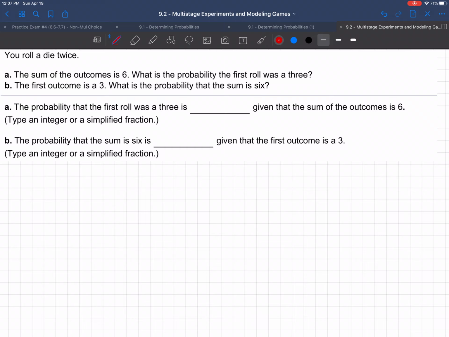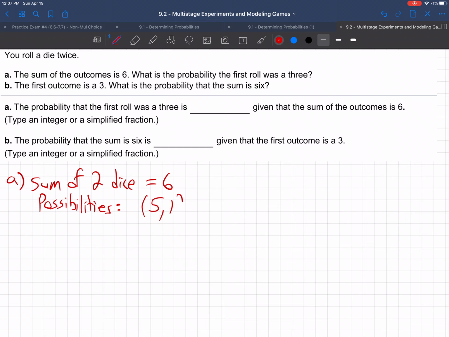It says, part A, the sum of 2 dice is 6. So what does that mean? What could have happened? What are the possibilities? Well, the possibilities would be you got a 5 on the first roll and a 1 on the second roll.